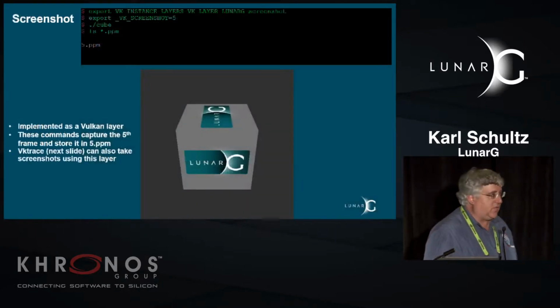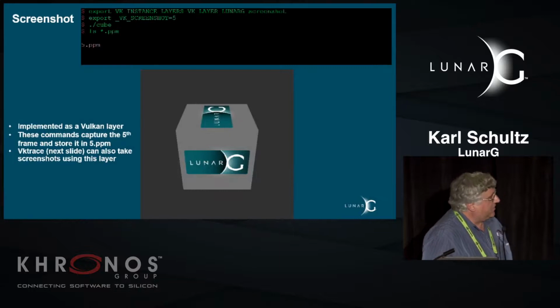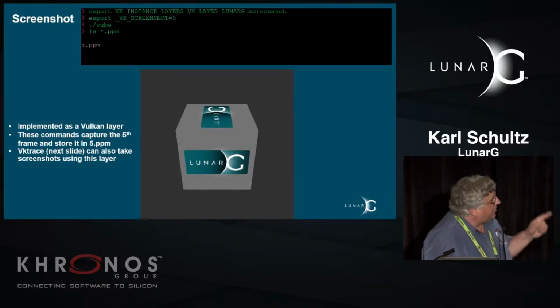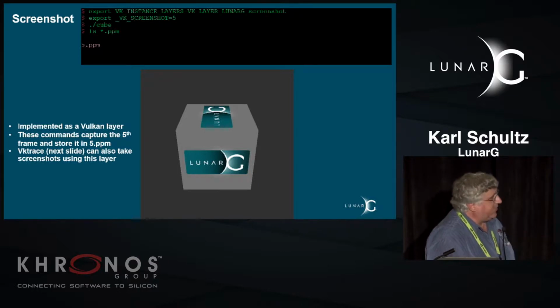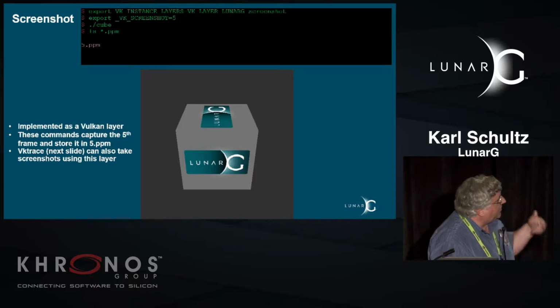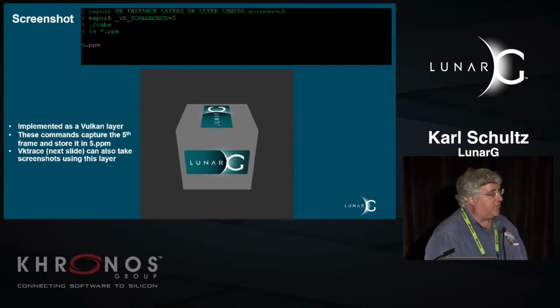Screenshot's another relatively unknown layer. It has an obvious function, and it's also implemented in a layer which you can activate with an environment variable. And the second environment variable specifies which frame you want to capture. You can capture a list of frames as well, but you just set those environment variables and run your program, and you find an image file in your directory when it's done. So it's a real simple way to capture the frame buffer contents at a specific frame.